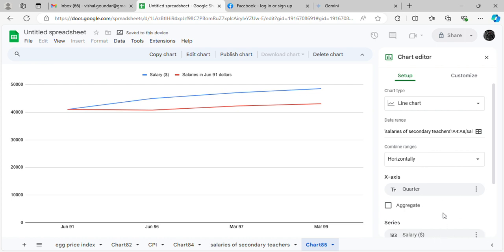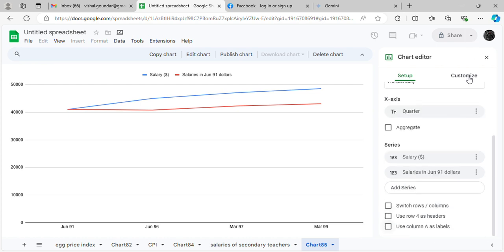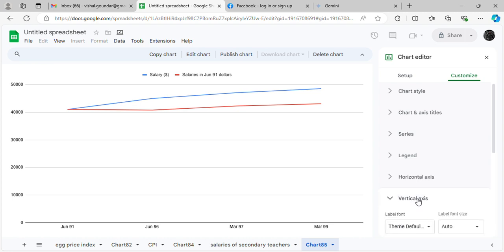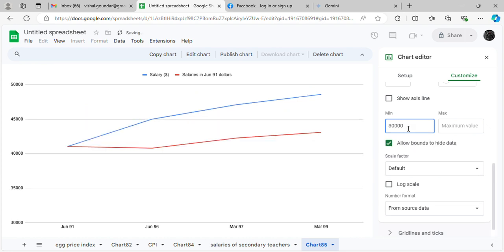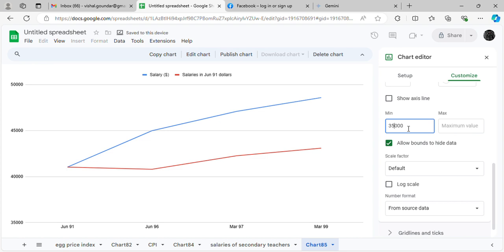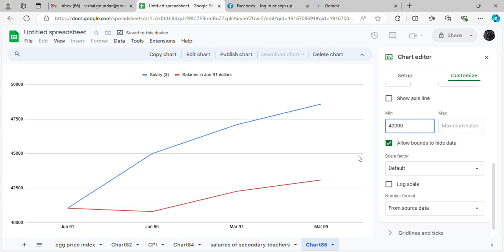Okay, so let's customize the vertical axis. For the minimum value, let's put 30,000, say 35,000, say 40,000. Okay, so the blue line shows the salary that was given, and the red line shows the salary in June $91.